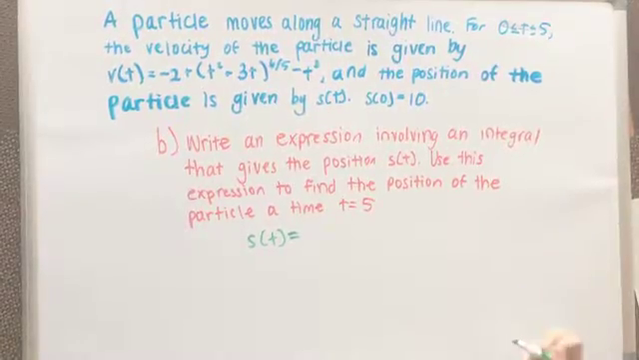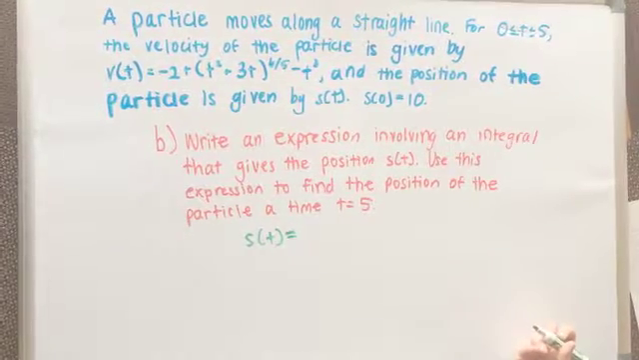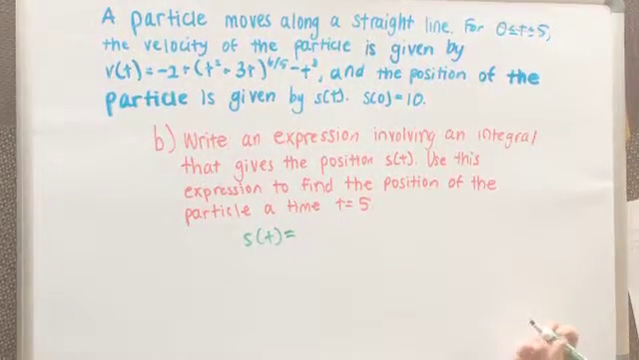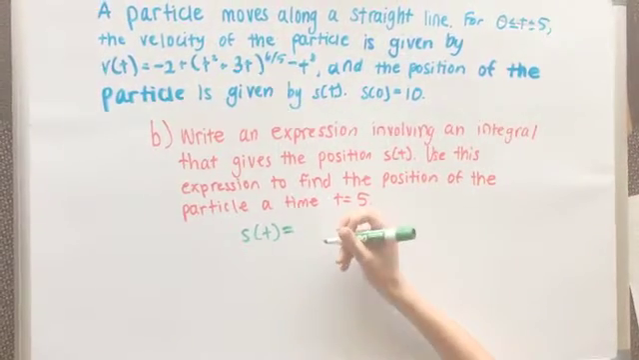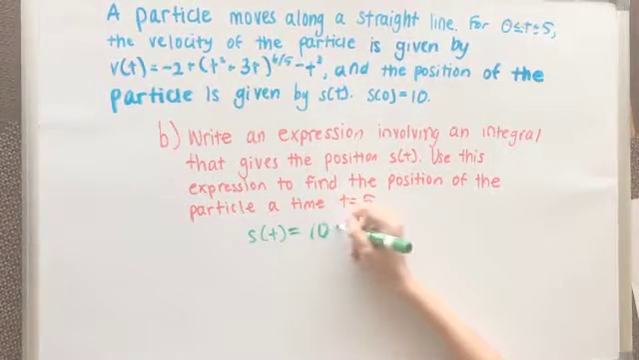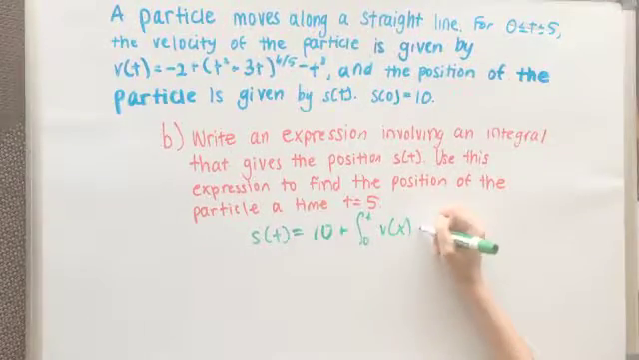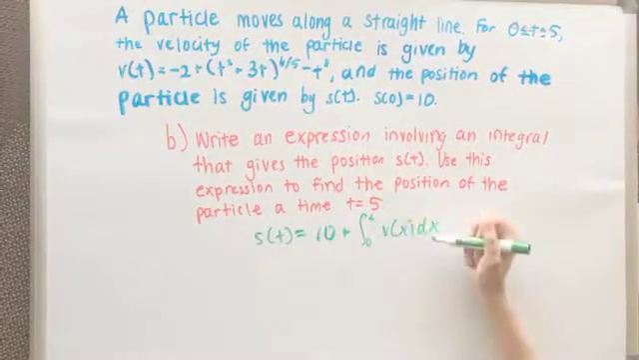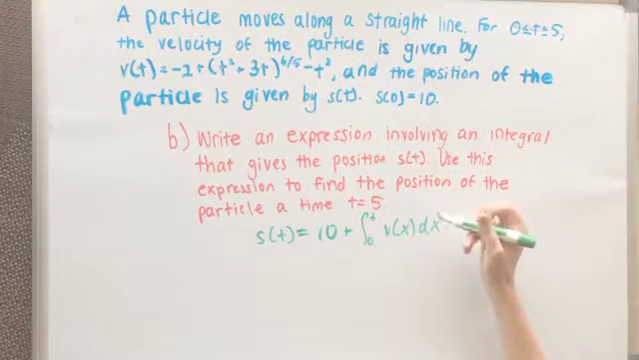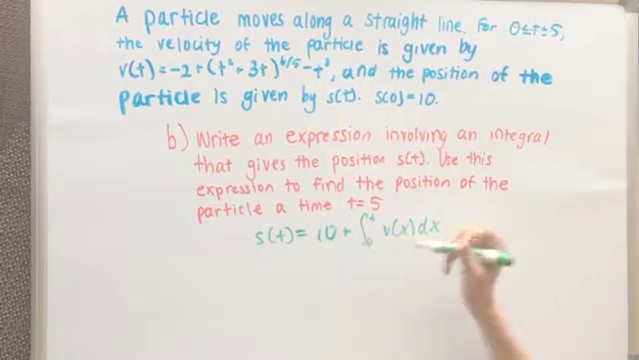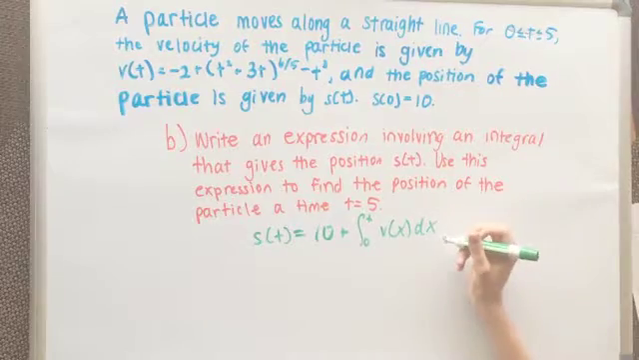So part B says to write an expression involving an integral that gives the position s of t. Use this expression to find the position of the particle at time t equals 5. So first we have to find the general integral for s of t. This is represented by 10 plus the integral from 0 to t of v of x dx. This integral from 0 to t represents the total displacement of the particle from 0 to time t. And then we add 10 since this is the initial position of the particle, and I got this from the problem, s of 0 equals 10.